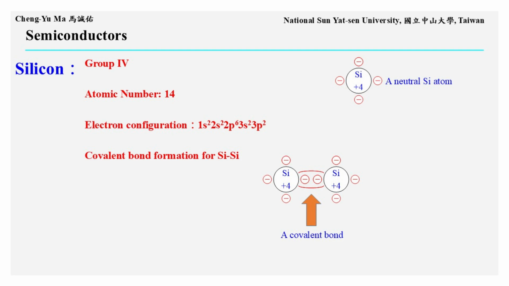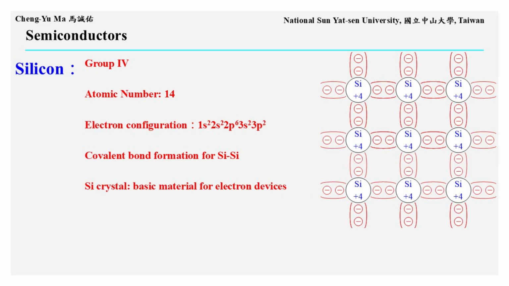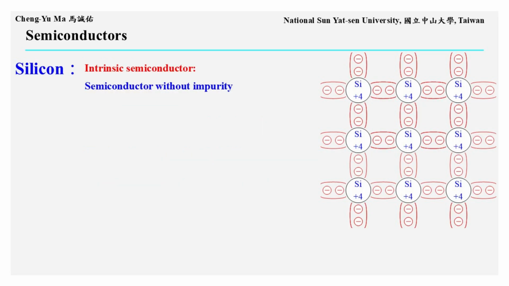Silicon atoms can bond with other silicon atoms through covalent bonds. Two neighboring silicon atoms each contribute 1 electron to form a covalent bond. The electrons that form covalent bonds are also called valence electrons. When many silicon atoms are periodically arranged and bonded together, they form the source material for electronic devices, a silicon crystal. A semiconductor without any other impurity elements is called an intrinsic semiconductor.